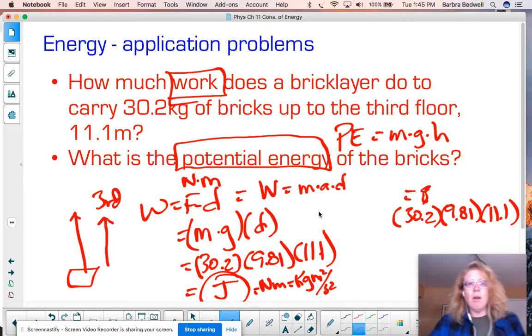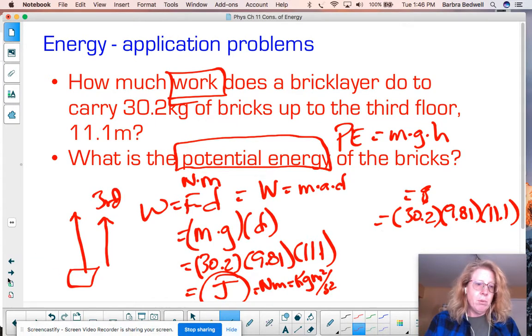And so work and potential energy, just like work and kinetic energy, are related to one another. When you're storing energy in a system, it's because you're doing work against something: either work against its motion, against friction, or in this case, work against gravity. So in this case, potential energy and work are essentially the same idea.